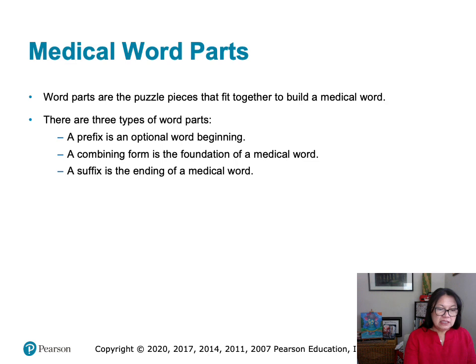There are just 3 types of word parts: prefixes, combining forms, and suffixes. A prefix is an optional word beginning. A combining form is the foundation of a medical word. A suffix is the ending of a medical word. So you have the beginning, the middle, and the end. Most medical words have 2 word parts, but even the longest medical word has only these 3 types of word parts.